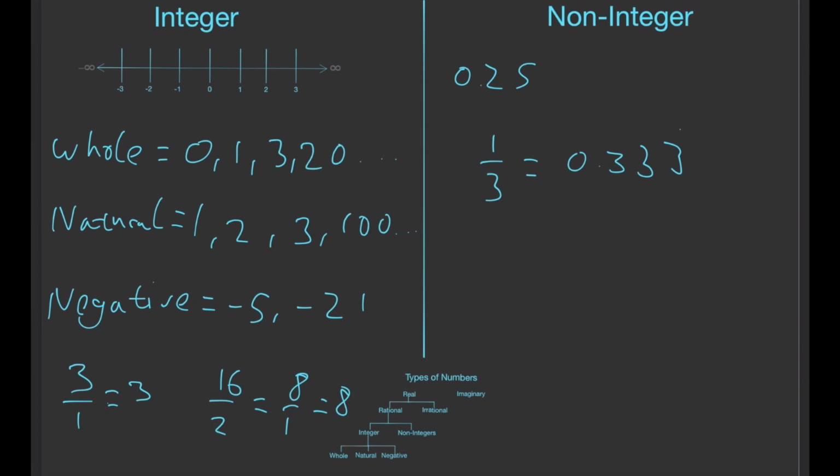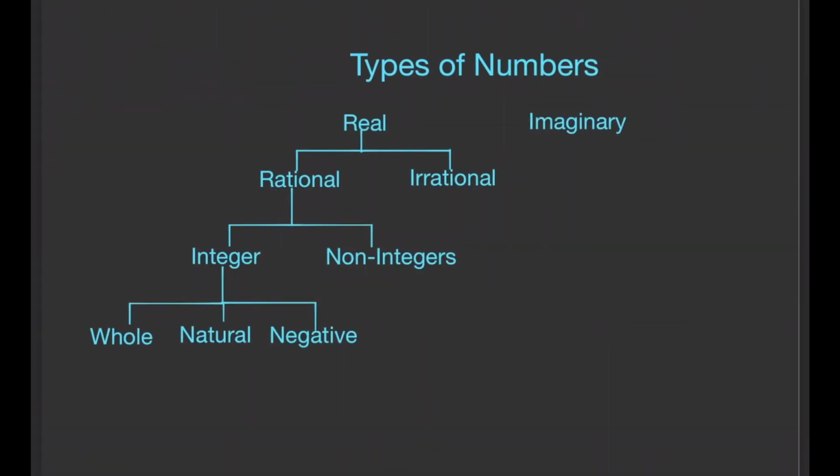So those are all our types of numbers. Just to recap, we have real and imaginary numbers, but in our everyday lives, we always deal with real numbers. Within real numbers, we have rational and irrational. Within rational numbers, we have integers and non-integers. And integer numbers can be broken down into whole, natural and negative numbers.